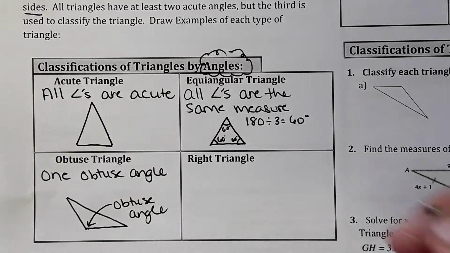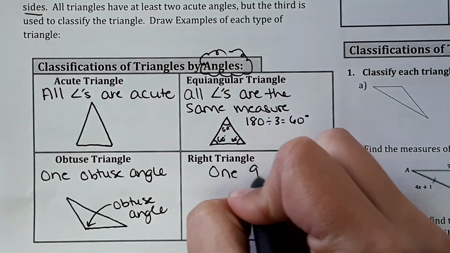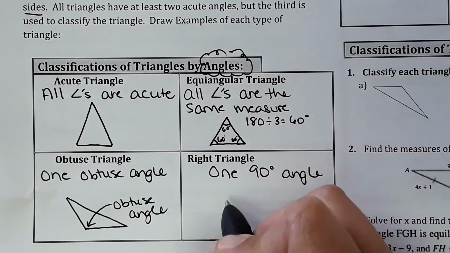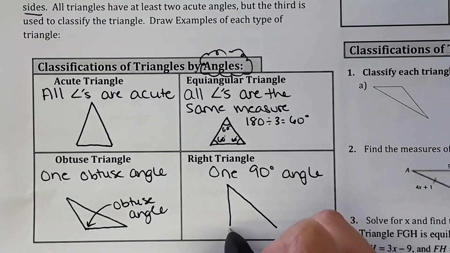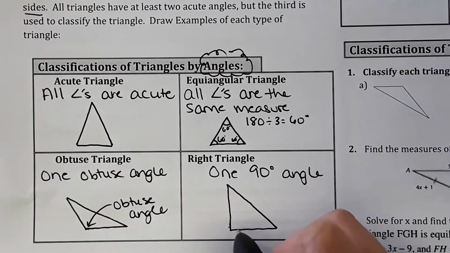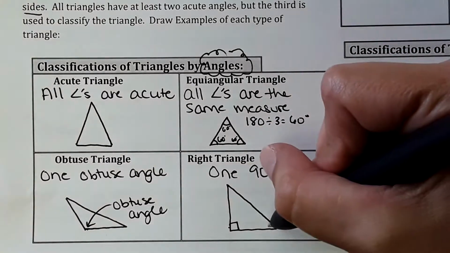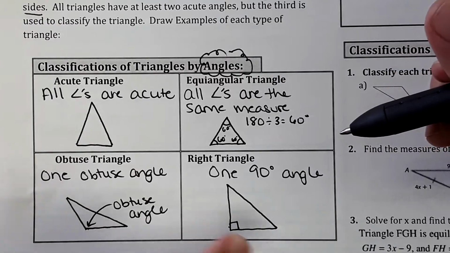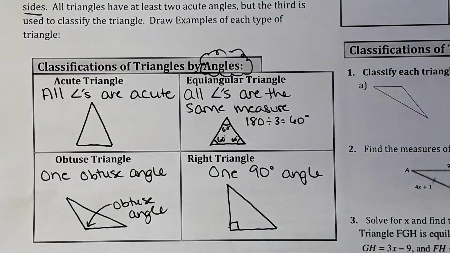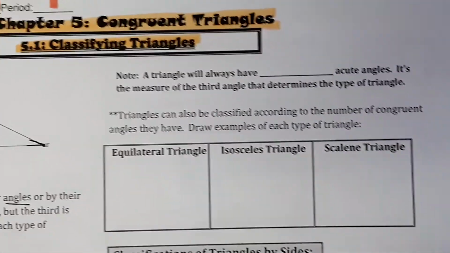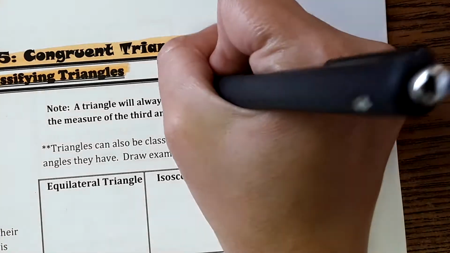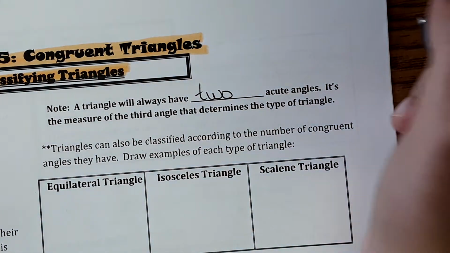And then we have right triangle, and that would be if it has 1 90-degree angle. And you should be pretty familiar with that. 90-degree angle. And notice that it does have 2 acute angles as well, but we're just using that 90-degree angle to classify it. Okay, then up at the top here it says, note a triangle will always have 2 acute angles, like I mentioned, and then the third one is what we use to classify it.